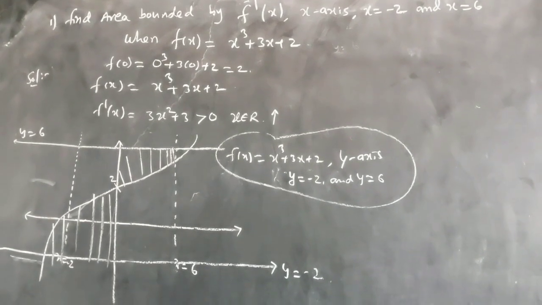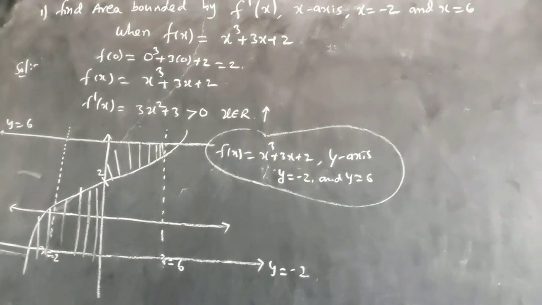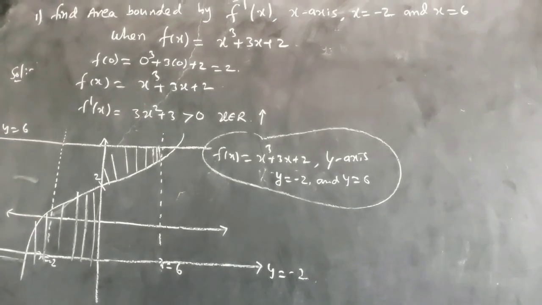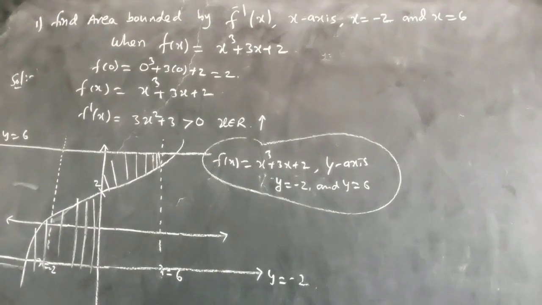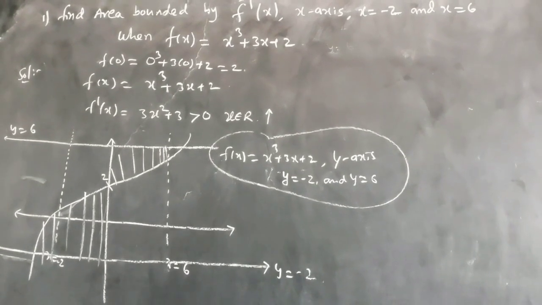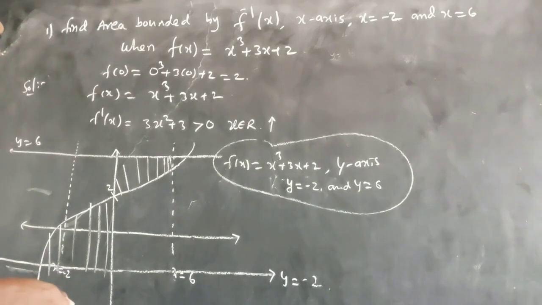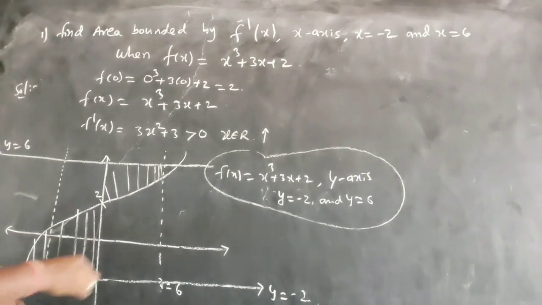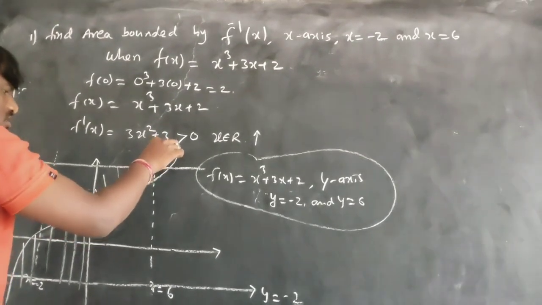With x-axis, what will be the answer? With x-axis it will be x is equal to minus 2. So you have to find the inverse of the function. So we need to see with x-axis, not with the y-axis. So let us find, if x value is 6, what will be the y value? That you have to find out, right? Y value is also 6, right?